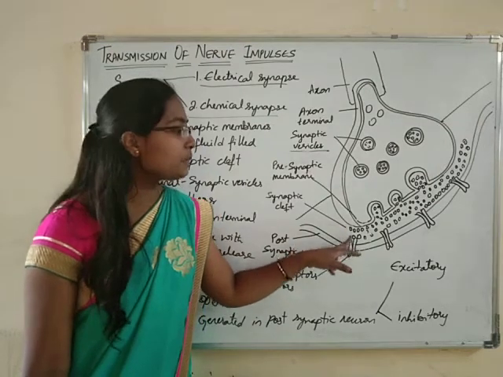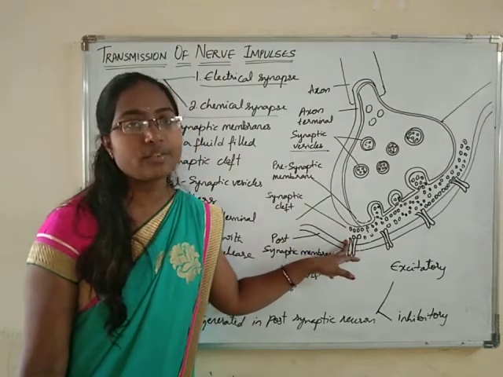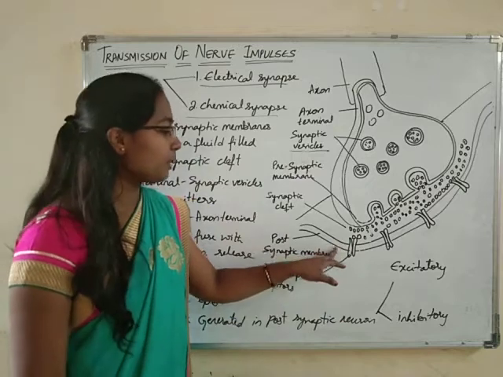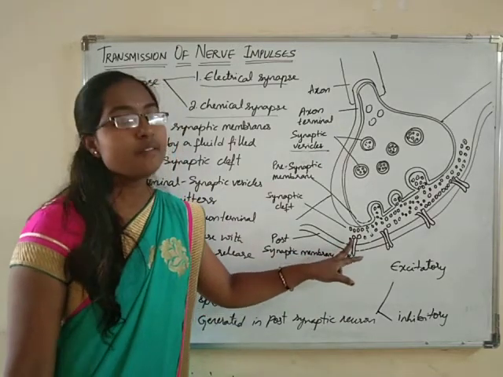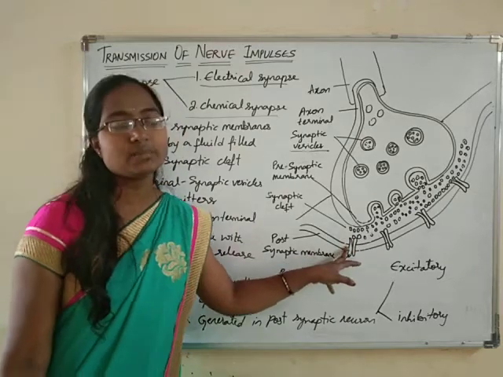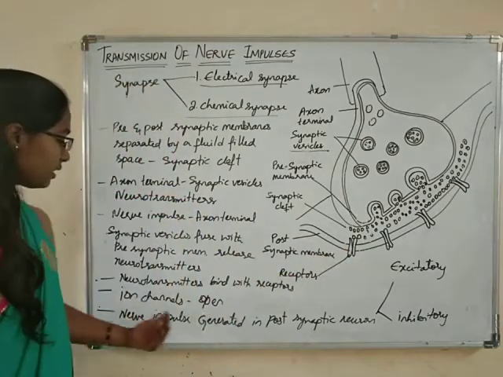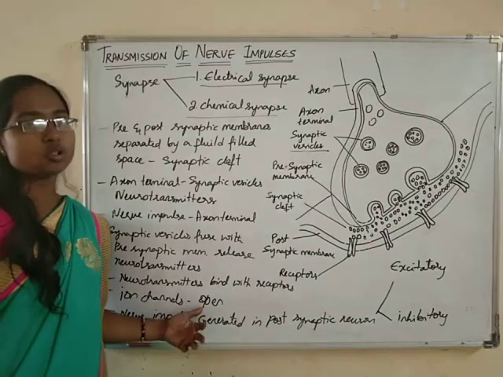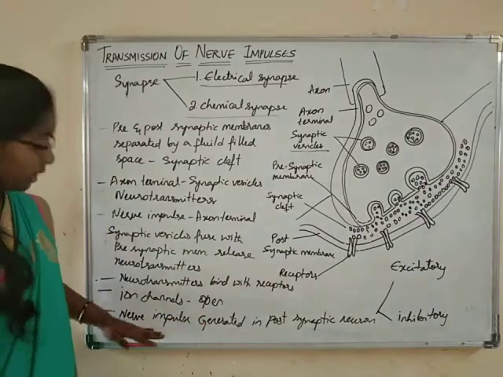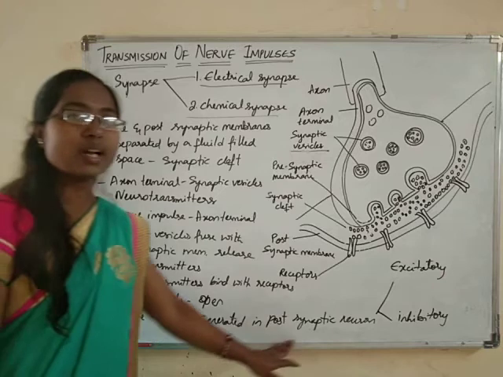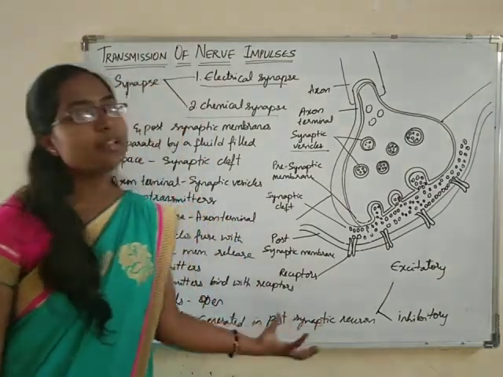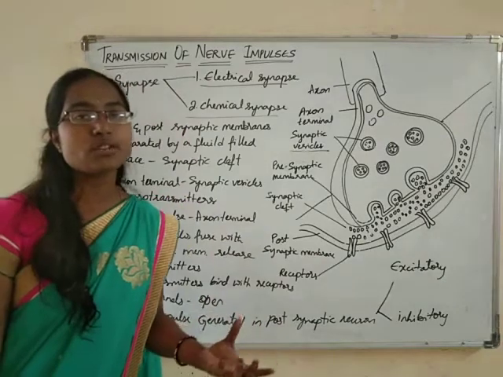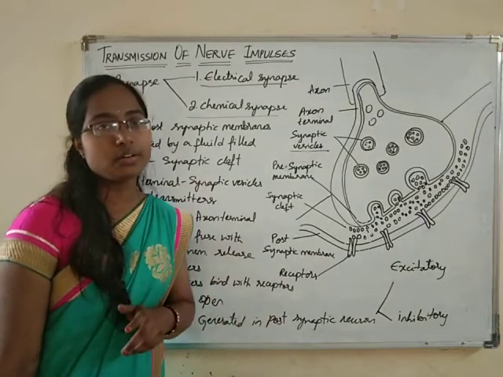Okay, when the neurotransmitters are released into the synaptic cleft, the receptors present in the postsynaptic membrane will bind with the neurotransmitters. When the receptors bind with the neurotransmitters, the ion channels in the postsynaptic membrane will also open. As a result, the nerve impulse is generated even in the postsynaptic neuron. So the nerve impulse is being conducted from the presynaptic neuron into the postsynaptic neuron.